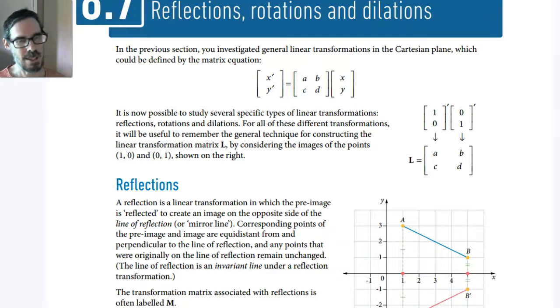So this is what we actually came here for. We want to talk about doing geometric transformations with matrices in order to do reflections, rotations, dilations. And for all of these things, we're going to use the same basic technique. We're going to ask ourselves, where does 1, 0 end up and where does 0, 1 end up? That's going to help us build our transformation matrix.